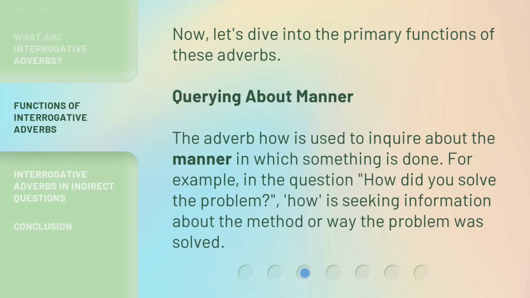Now, let's dive into the primary functions of these adverbs. Querying about manner. The adverb how is used to inquire about the manner in which something is done. For example, in the question, how did you solve the problem? How is seeking information about the method or way the problem was solved.